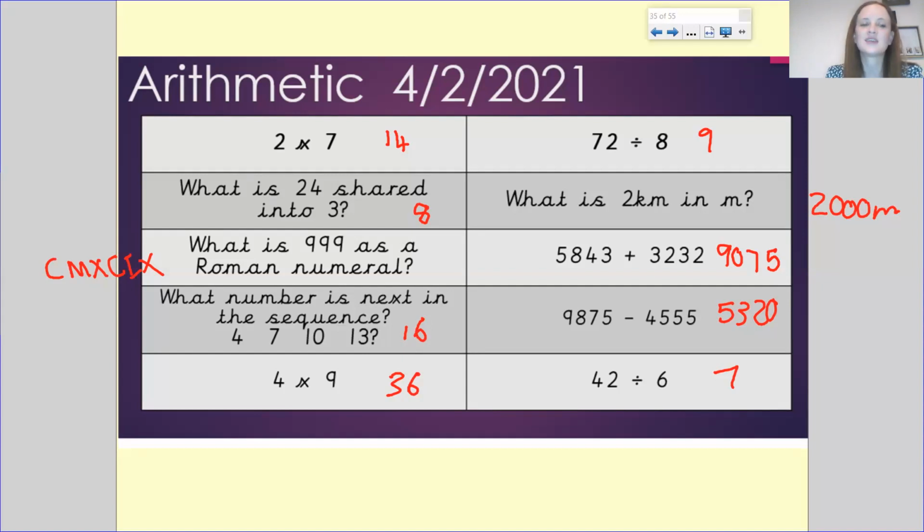What is 999 in Roman numerals? It is CMXCIX. What number is next in the sequence? 4, 7, 10, 13, 16. It's going up in threes. 4 times 9 is 36. 72 divided by 8 is 9. 2 kilometers is 2,000 meters.